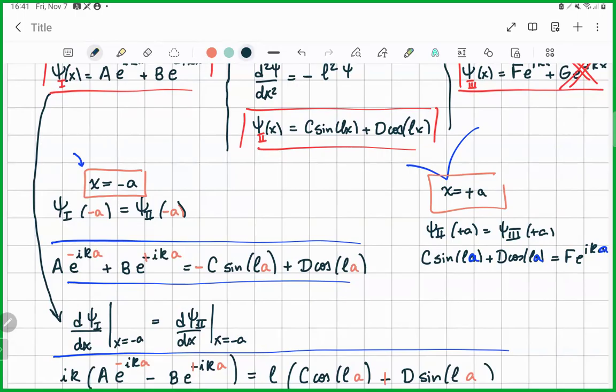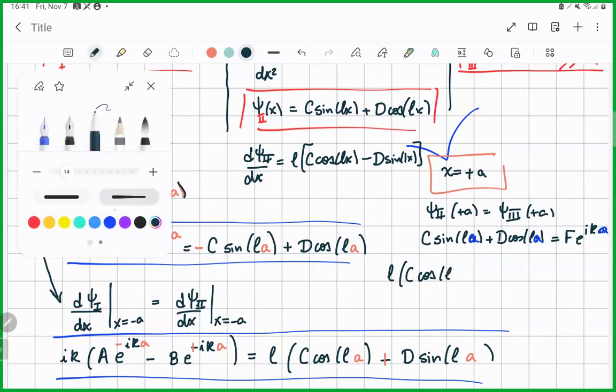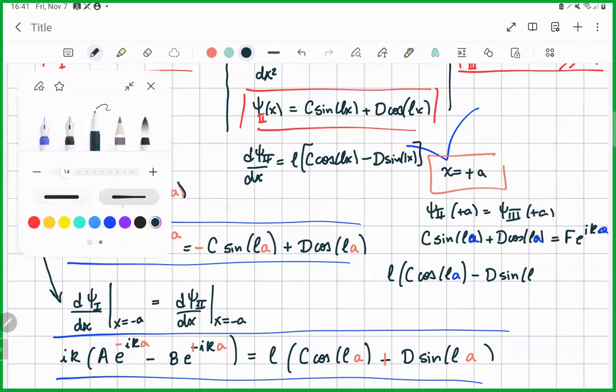All right, and then the derivative. Okay, so careful with the derivative. We are going to do the derivative of this function. We already did it. I'll do it again. L, and here we have the cosine, minus, and here we have the sine. Okay, so with this solution, I'm now going to put at position A. So we have L C cosine of L A minus D sine of L A.